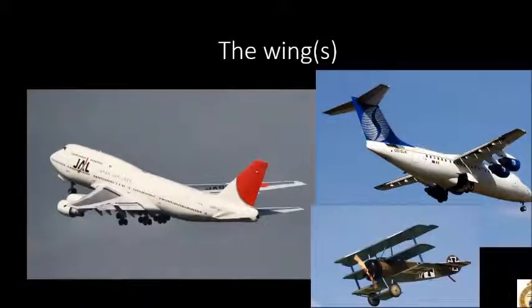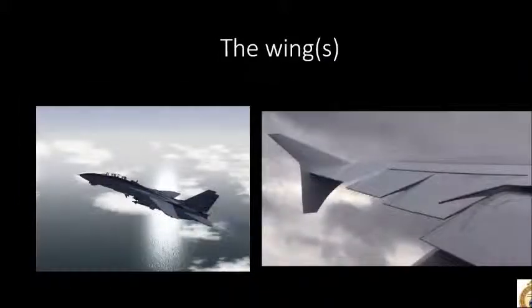The next component I should say is the wings, and every picture here has wings. Actually, on the bottom right, this aircraft has 3 wings. This is called a triplane. So, second component, have to have wings.